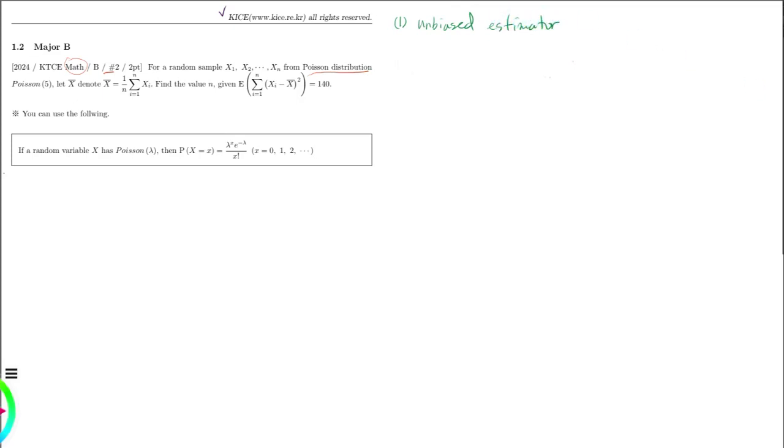Let me introduce two: the X bar for the population mean and sample variance for population variance. They are called the unbiased estimator for the mean and variance of population. By the way, let me briefly introduce their formula.